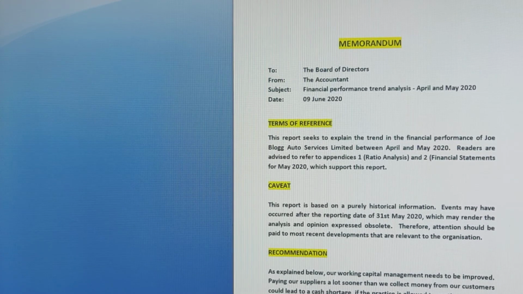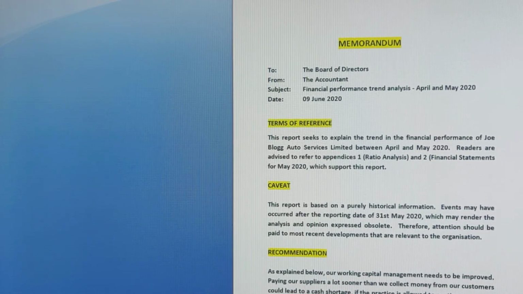Terms of reference. This report seeks to explain the trend in the financial performance of Joe Block Auto Services Limited between April and May 2020. Readers are advised to refer to Appendix 1, that's the ratio analysis, and Appendix 2, the financial statements, which I've just shown you earlier, which support this report. Straight away, you tell them that here is a report, but if you want to see all the detailed calculations, go and look at the analysis, which I showed you earlier on. Call that Appendix 1. And then the financial statements themselves, which I've referred to as Appendix 2.